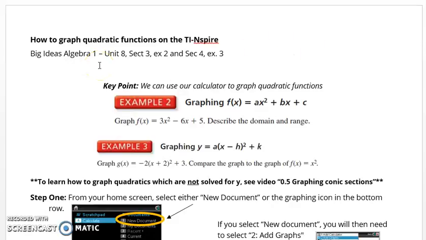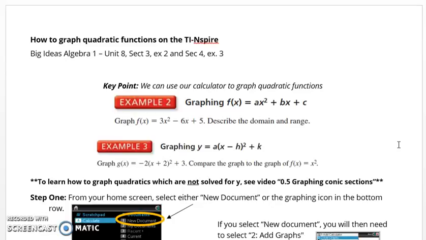We are looking at how to graph a quadratic function, whether it's in standard notation, like example 2 here, vertex notation, like in example 3, or any other notation where it is already solved for y or has f of x equals the rest of the function.